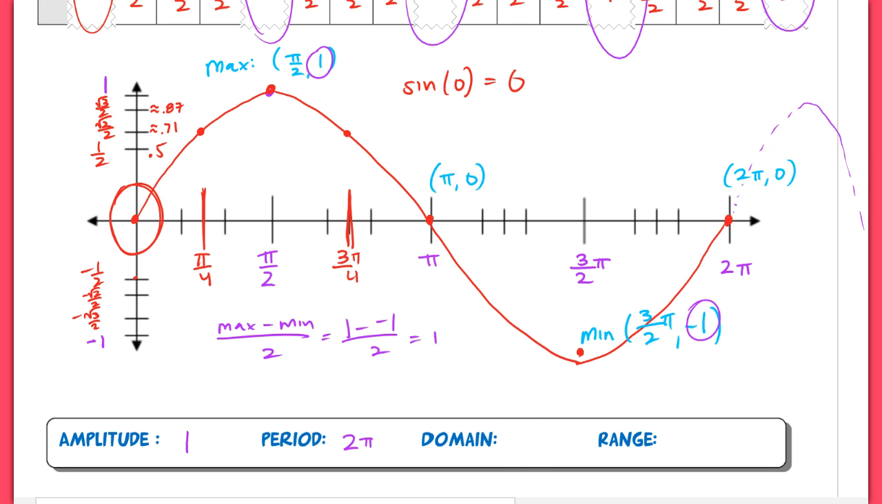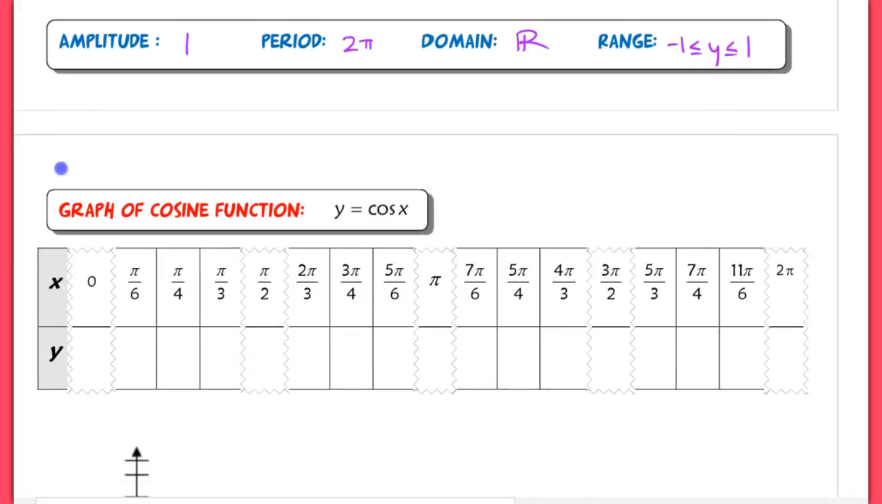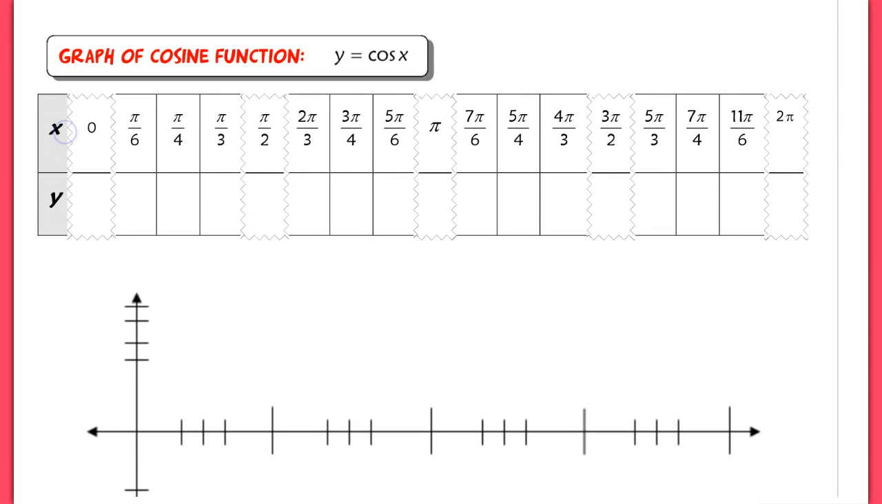The domain here is all reals, so any real number can be plugged in here, but the range is always going to fall between +1 and -1. So my range here is from -1 to 1. And that concludes the sine function. So let's move on now to the graph of our cosine function.